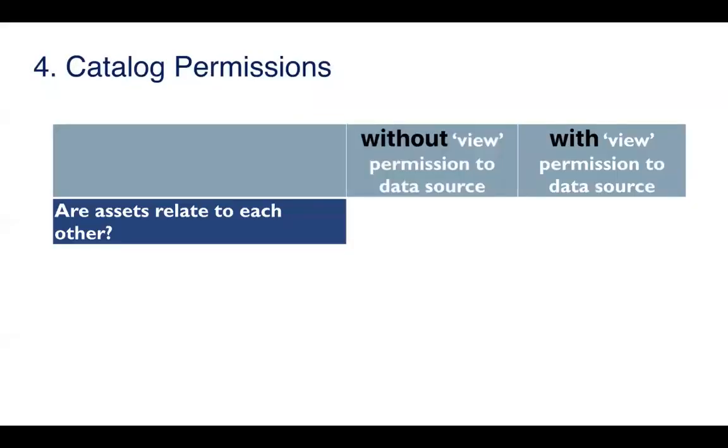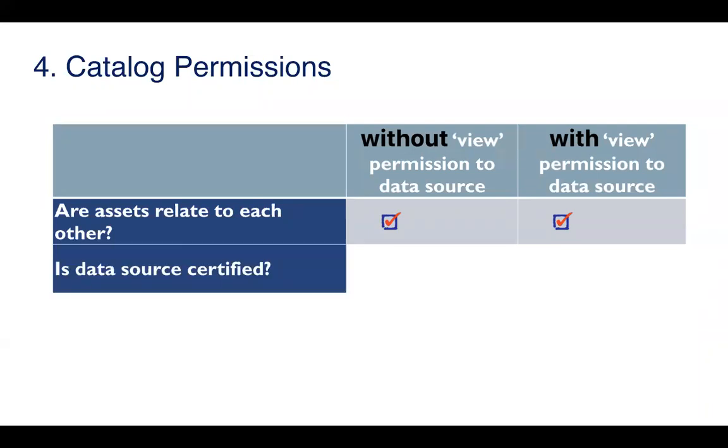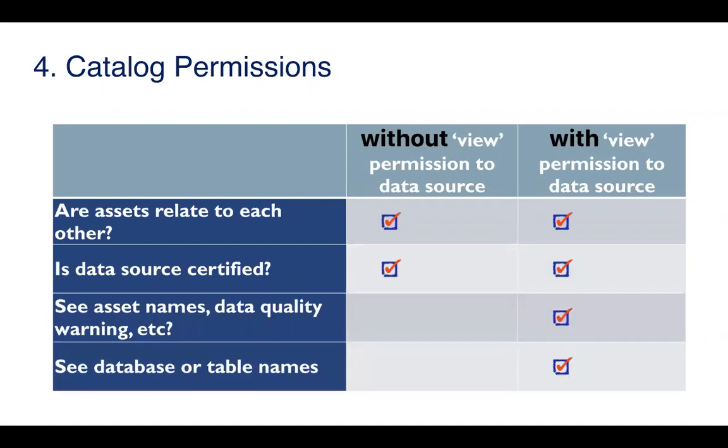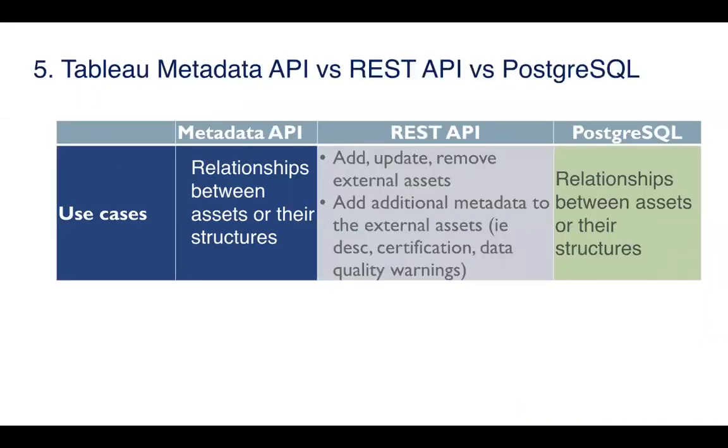Permissions: without view permissions, I can still see the assets are related to each other, the relationship. I can see whether a data source is certified or not, but I cannot see the name or quality details. I cannot see table name details either. That is permission.